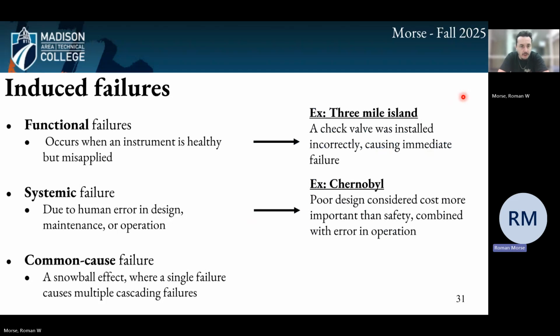Next, we're going to talk about systemic failure. This is due to human error in design, maintenance, operation, and just general incompetence. And this example is Chernobyl. With the power plant itself, there are a few things about the design of those reactors that show they didn't consider safety to be the top priority. During this period, the Soviet Union considered saving money more important than putting their people at risk. They didn't really care about the safety.